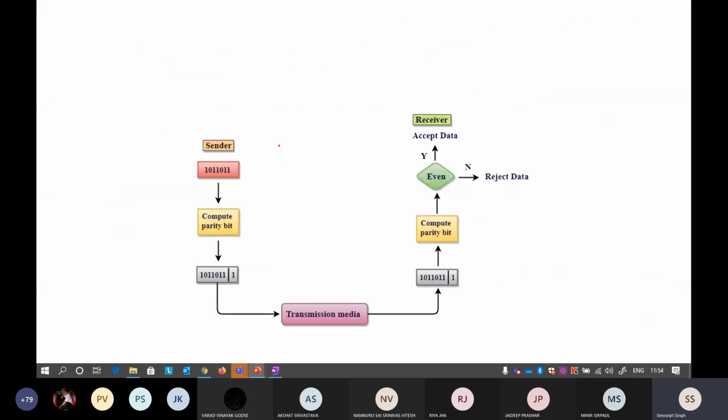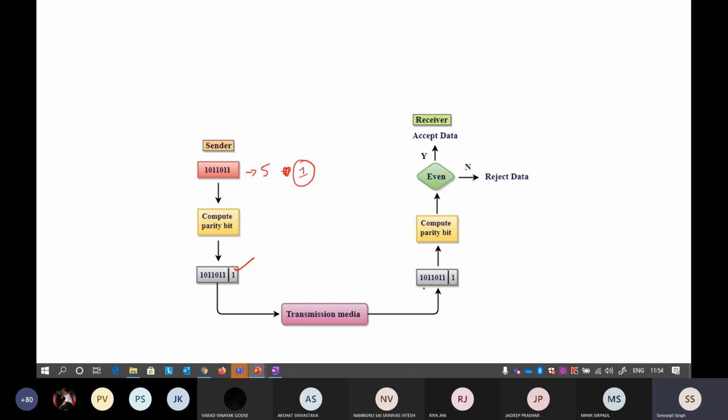Okay, so now this is the case here. This is simply the diagram: 1 0 is 1, 2, 3, 4, 5. So there are 5 ones here. It means you have to add a 1 as the parity bit. So you add a 1 at the parity bit, and this transmission will be transmitted.